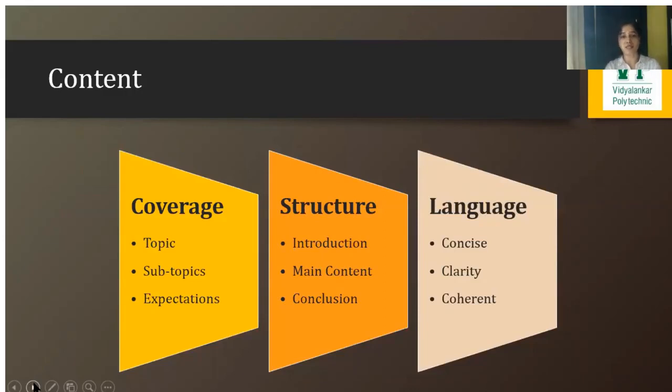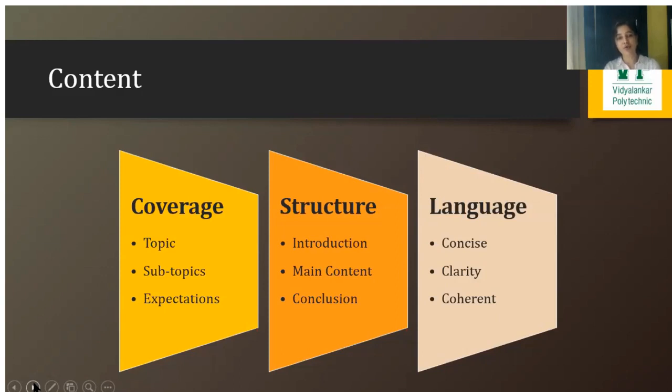Coming to the next part, that is content. Content includes in itself the three most important elements when we are discussing a PowerPoint presentation: coverage, structure, and language. Coverage means we are choosing the topics and subtopics in a way so that we can best meet the expectation of the audience.